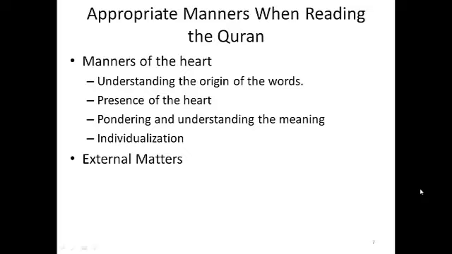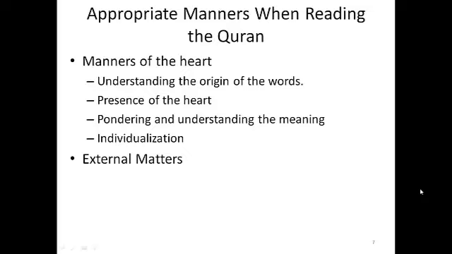Lastly, everyone should individualize what's being said by Allah in the Quran to their own selves. So the reader feels that every message in the Quran is meant especially for them personally, and acting upon that.